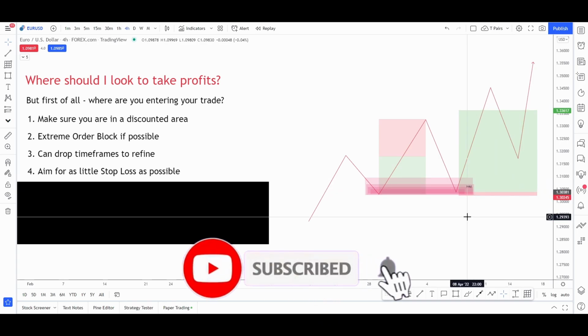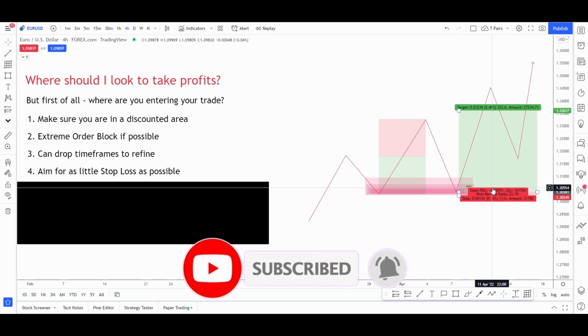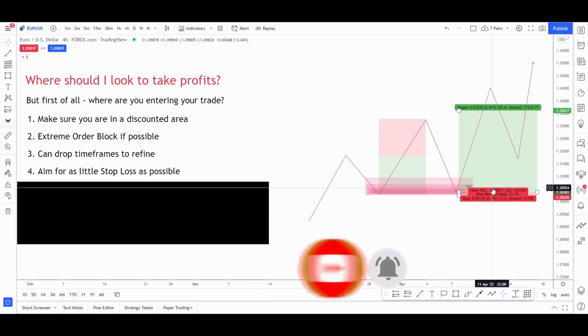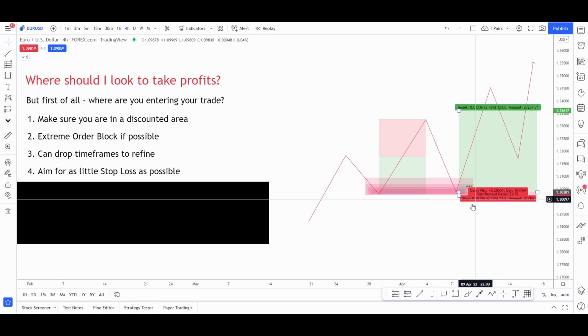I'll do it on a fairly regular basis. At least once a week, I'll get over a 20R trade. You know, usually daily, the opportunities are there to take it daily. But at least once a week, I'll get a 20R trade.